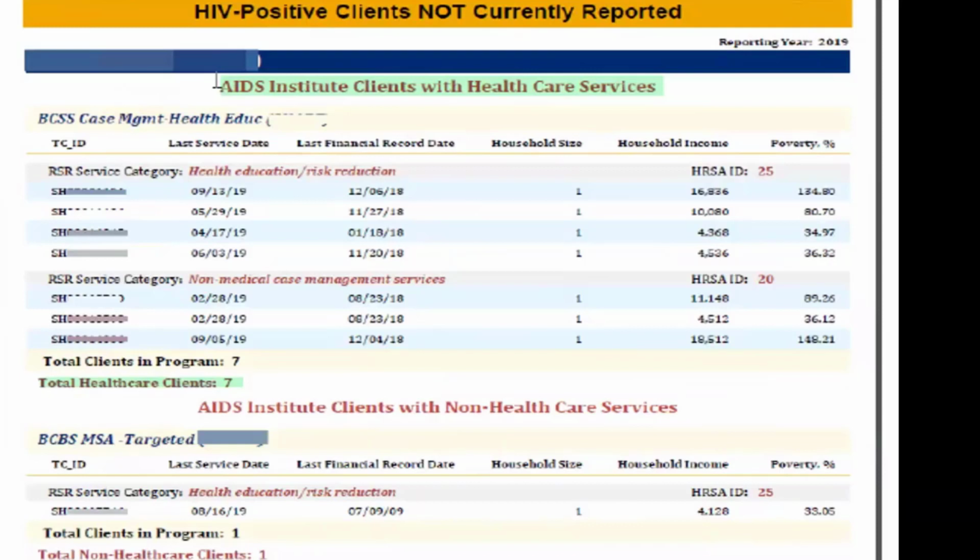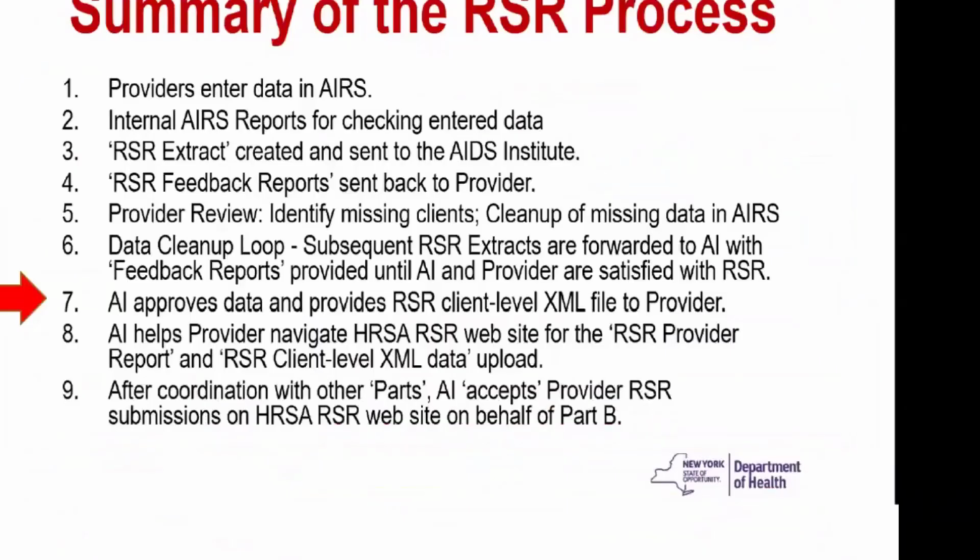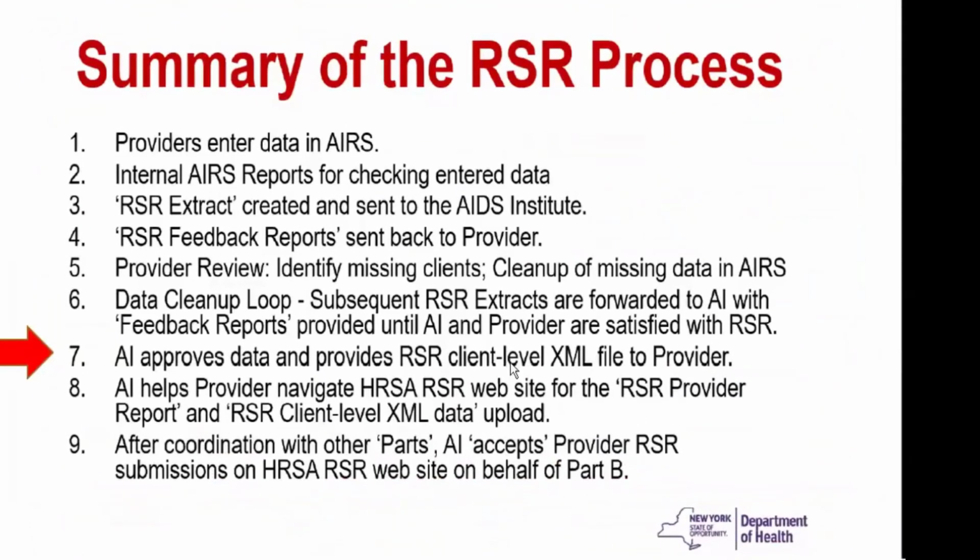So as you get feedback, you might say, well, I think there's still some work that we can do. You could make some updates to client level data, submit another extract to the Institute. Once everybody's happy, everything looks good, the AIDS Institute has given their blessing, then they will send you your XML file, and then that's going to be the file that you then upload to the HRSA website.